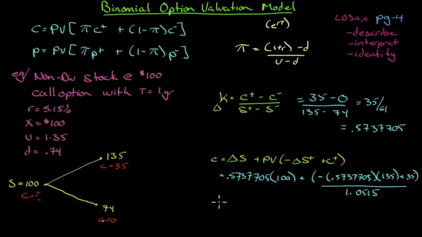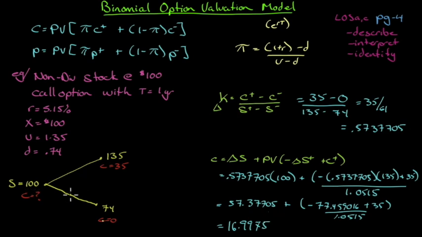Okay, what do we get here? We will get 57.37705 plus a negative 77.459016 plus the 35. So the negative plus the 35 makes this less negative. Discount it back by 1.0515. Gives us a price of 16.9975.